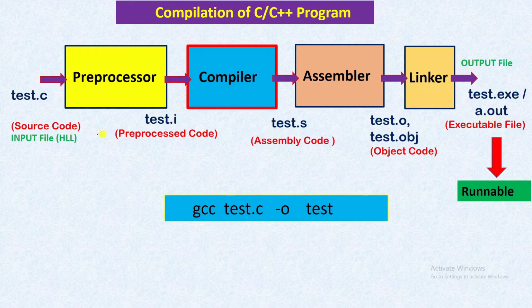Basically this file is known as the source code, or the input file. Any high level language program can be written inside here. And this is the executable file that we get as the output after the compilation process is over. So when we give this test.c file, first it goes to the preprocessor. The preprocessor, assembler, linker, compiler, all these are software.